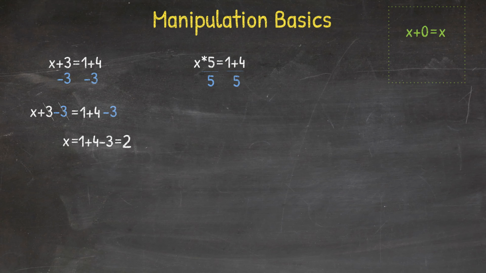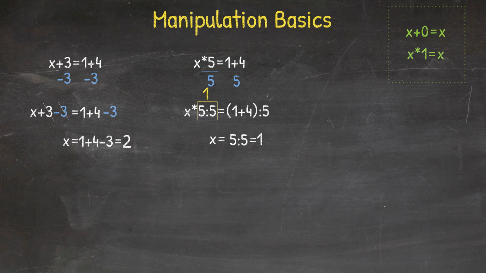What we get is x times 5 divided by 5 equals 1 plus 4 divided by 5. 5 divided by 5 equals 1. And so x times 1 equals 1 plus 4 divided by 5. X times 1 equals x. So we have achieved our goal of isolating x on one of the sides of the equation. And on the opposite side, what we get is 1 plus 4 equals 5, divided by 5 equals 1. Our result is x equals 1.